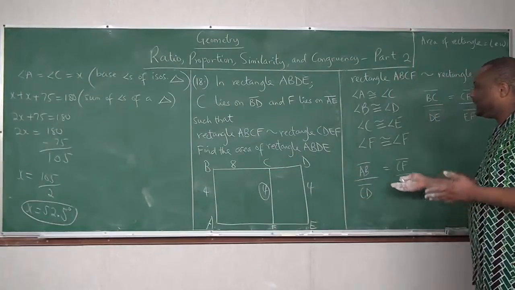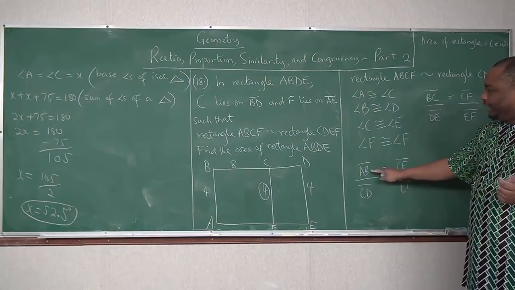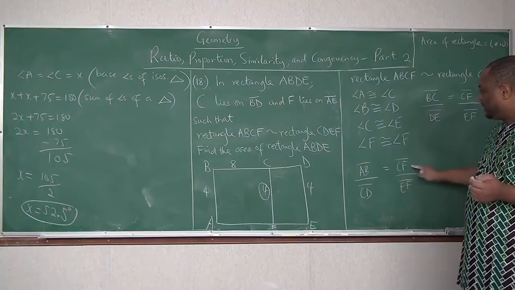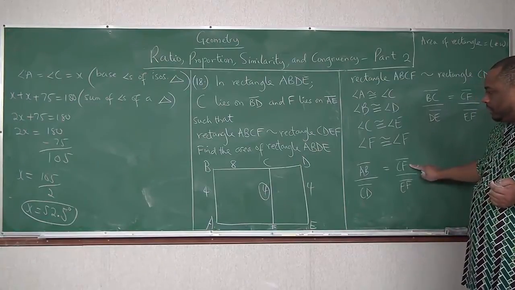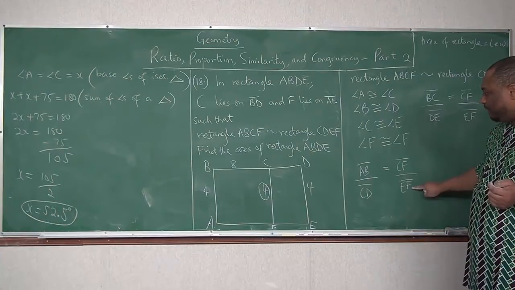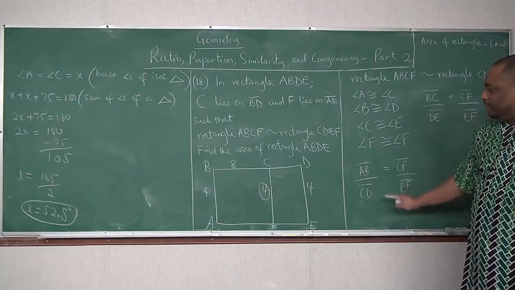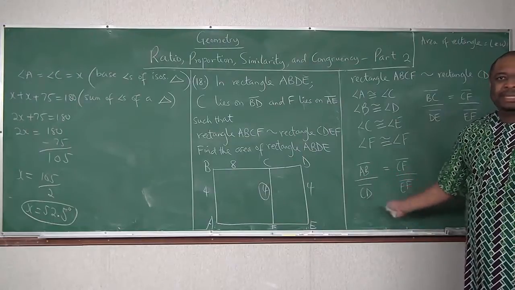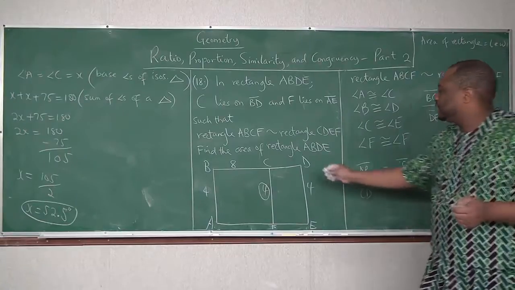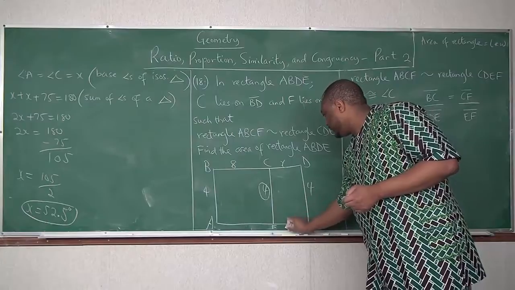So how do we find CD? We know AB, which is 4. We are looking for CD. We know CF, which is 4, and we are looking for EF. So this here will not help us per se, because it's like saying the same thing: 4 over x is equal to 4 over x. Let's call this x.